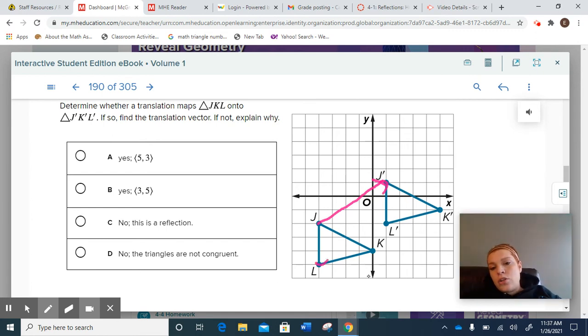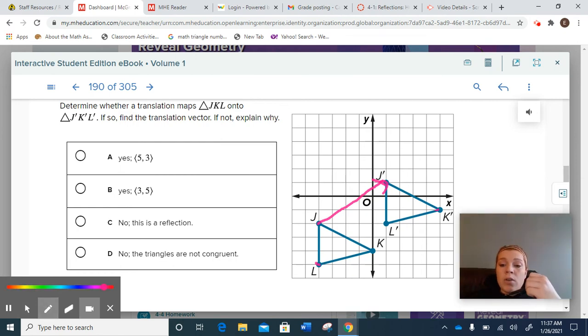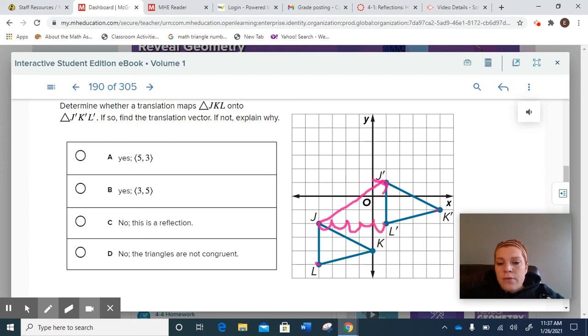So you could draw J to J, L to L, or K to K, and they will make the exact same line no matter what. But we're just going to focus on one. We only need one. So what I'm going to do is count, just like a point, how much to the right it goes, how much up it goes. It could also go left and down. So in this case, I'm going to go 1, 2, 3, 4, 5. And then 1, 2, 3, up. And for vectors, they use the little inequality sign so that you don't get it confused with a point. So it should be A.